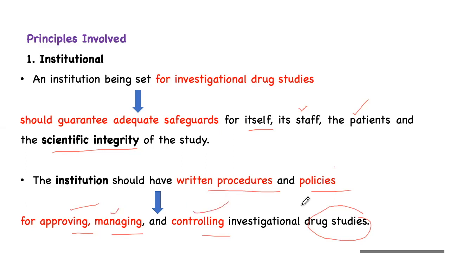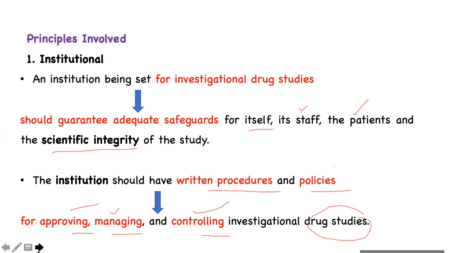Suppose you have initiated the study and at any given point of time you feel that you need to stop the study due to an unusual result that you have received. There must be a procedure: how you are going to interrupt the study, how you are going to stop the study, how you are going to amend the study. You have to follow those procedures which are related to investigational drug studies. Okay, so this is the first principle. We call it the principle of institutional, the institutional principle.